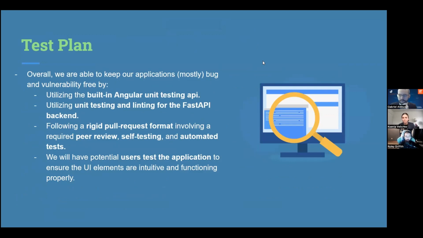So we have implemented testing at both the front end and the back end layers. For the front end, we're using the built-in Angular unit testing API to test the user experience and the UI in the front end. For the back end, we're using the PyTest testing framework as well as the PyLinting framework to support any business logic that's in either the infrastructure layer or our FastAPI layer. And these are supported by a rigid pull request format that involves a required peer review, self-testing workflows, as well as an automated test that's run on every commit and pull request.